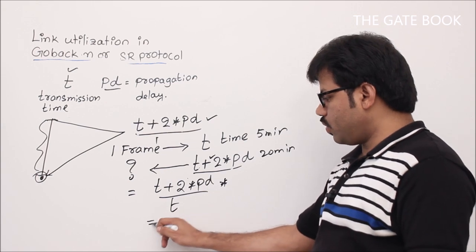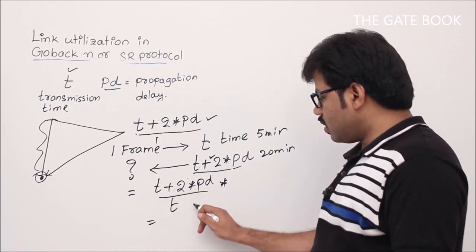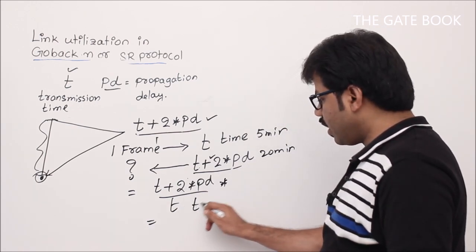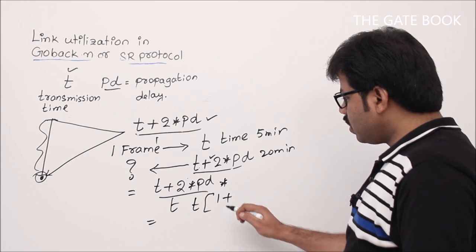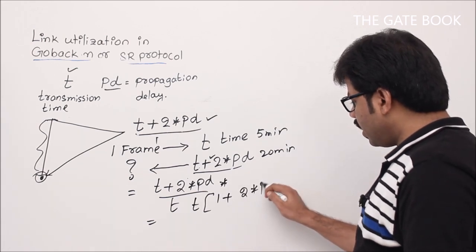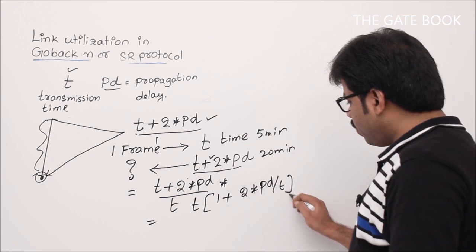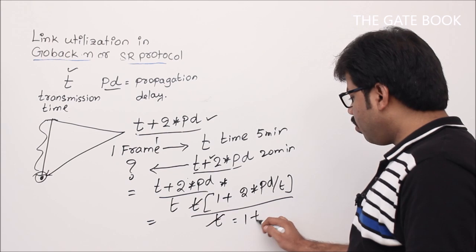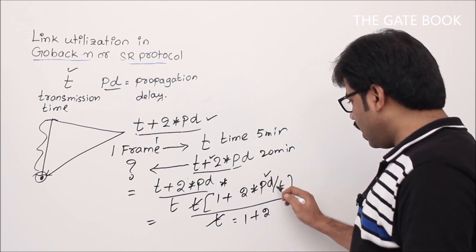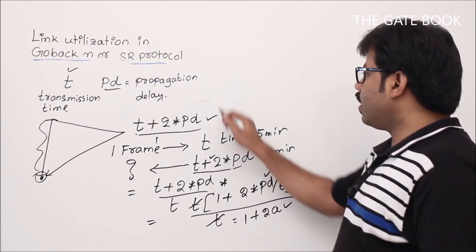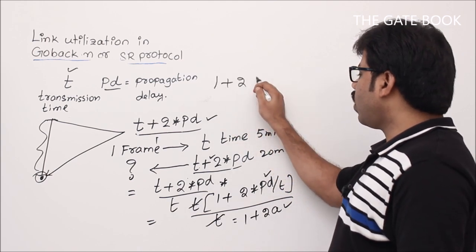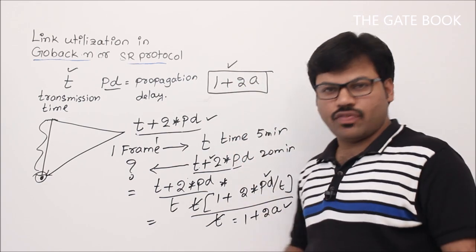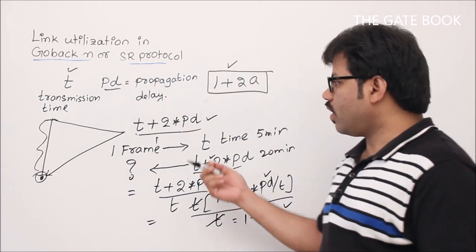We know that, right? Aptitude. So this is the answer. T plus 2 star PD, let's simplify it. Then T can be taken as common. Then it will be 1 plus 2 into propagation delay by T, by T, isn't it? So T gets cancelled. It will become 1 plus 2. Already we know that propagation delay by T is nothing but a, so 2a. So I realized that you can send 1 plus 2a frames. That means your window should have at least this many frames, then you don't need to wait. That is one interesting question.